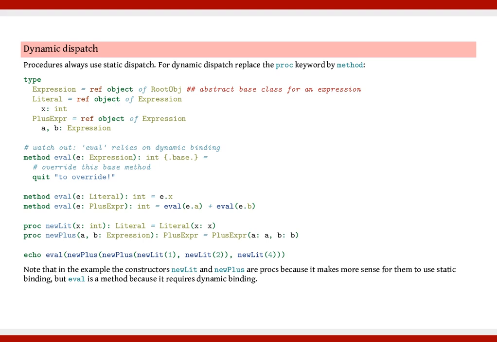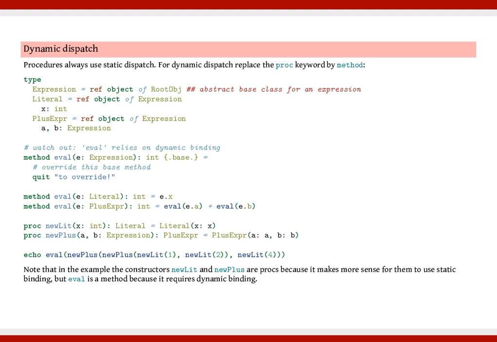method eval(e: Expression): int {.base.} = # override this base method. quit "to override!". method eval(e: Literal): int = e.x. method eval(e: PlusExpr): int = eval(e.a) + eval(e.b). proc newLit(x: int): Literal = Literal(x: x). proc newPlus(a, b: Expression): PlusExpr = PlusExpr(a: a, b: b). echo eval(newPlus(newPlus(newLit(1), newLit(2)), newLit(4))).